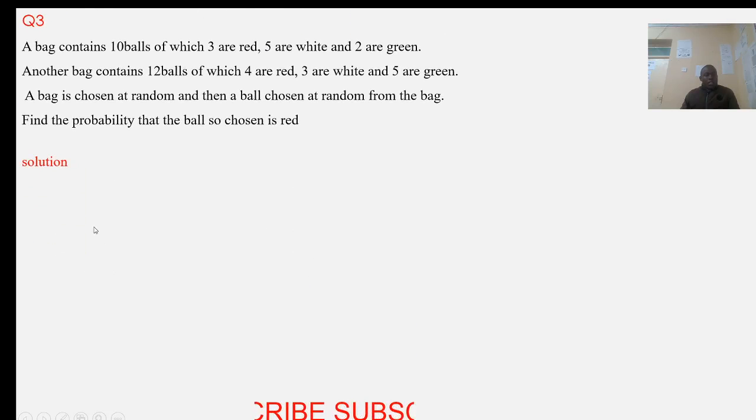Now, question number 3. A bag contains 10 balls, of which 3 are red, 5 are white, and 2 are green. Another bag contains 12 balls, of which 4 are red, 3 are white, and 5 are green. A bag is chosen at random. Remember now it is at random, so it is a half, unlike the other one that we did from above. A bag is chosen at random, and then a ball is chosen at random from the bag. Find the probability that the ball so chosen is red.